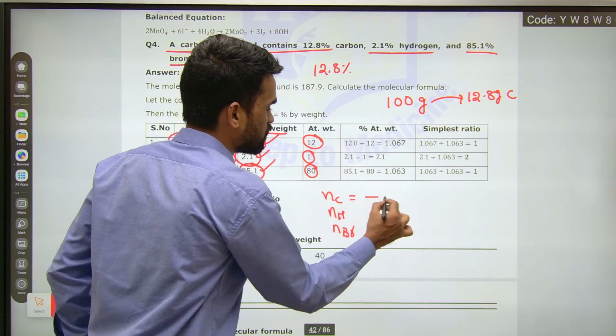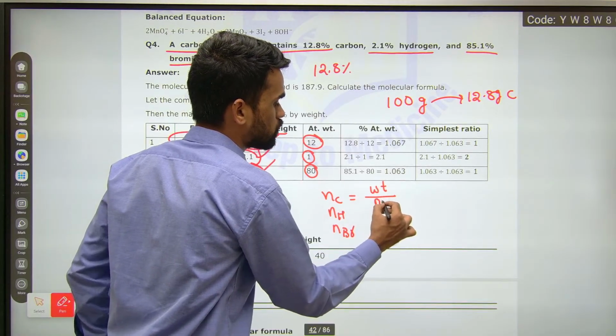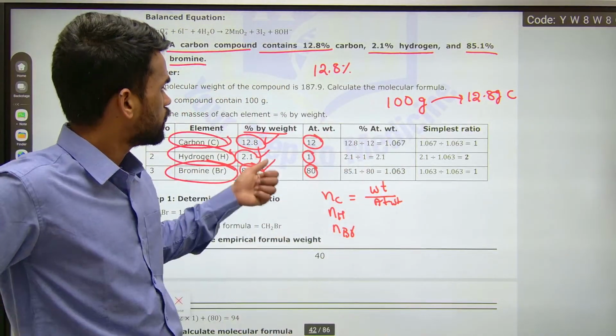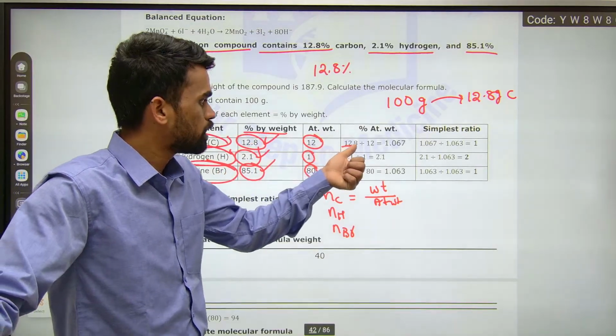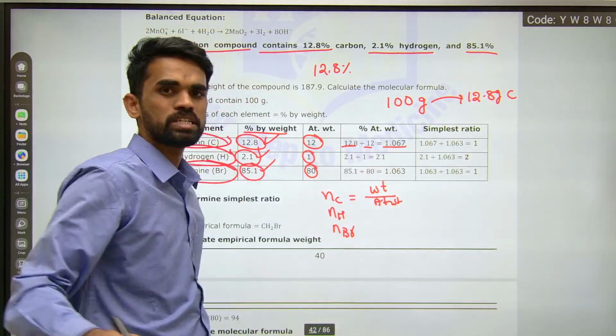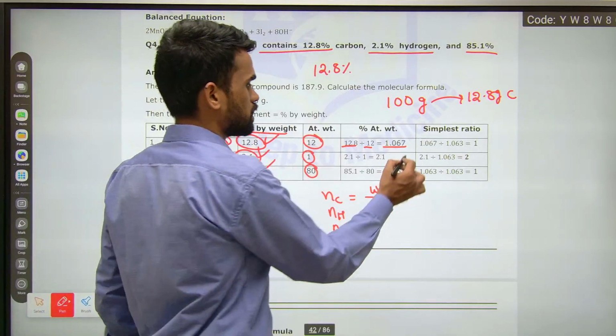Number of moles is given by the weight of that species divided by its atomic weight, or atomic mass. The given weight is 12.8 by 12. So 12.8 divided by 12 almost equals 1.067. So let us consider this number as 1. I am taking this as the number 1.